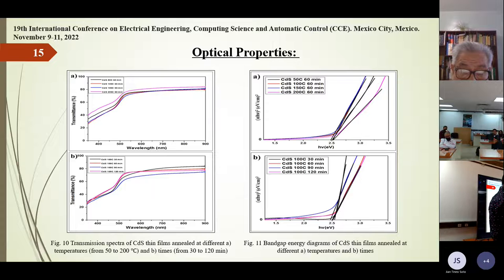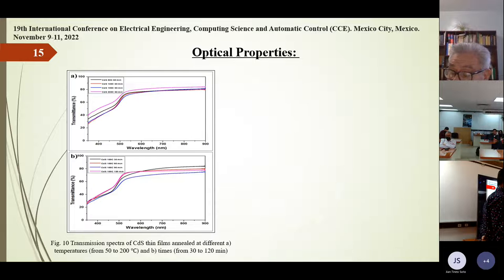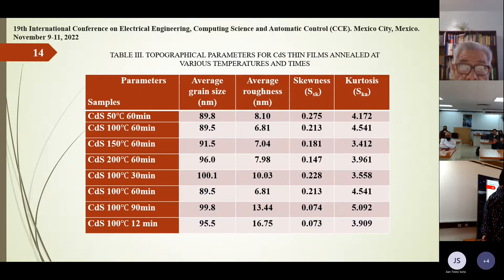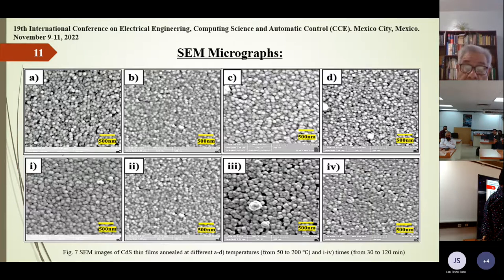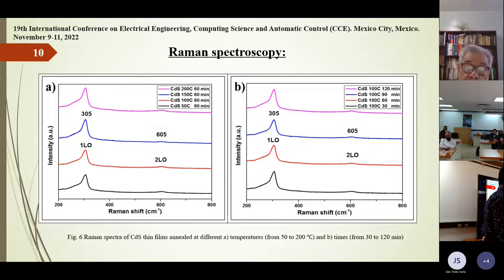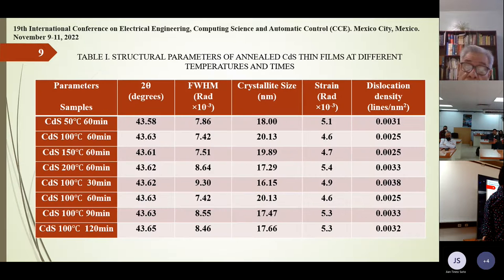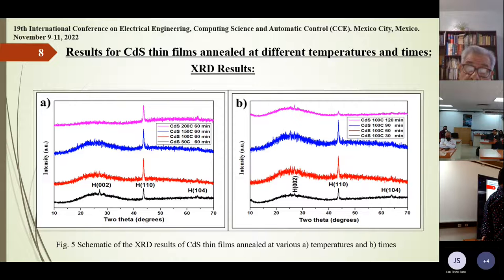Another question, please. We have time, Dr. Ortega, because we have 20 minutes for every presentation. The other question is, the dislocation density that you are reporting, was it calculated or measured? I calculated it from the Williamson-Hall graph. It's not possible to measure directly in a microscope. Okay, thank you, Ashok. That's all.